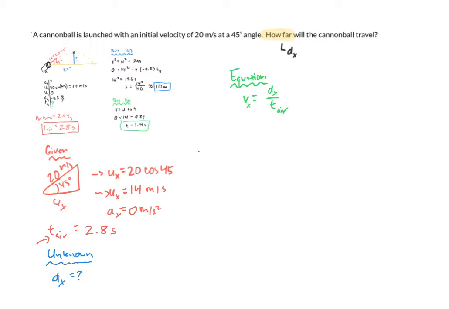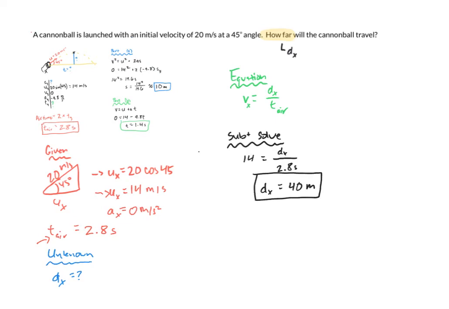And let's go ahead, substitute in numbers, and solve. The initial velocity in the x direction, which is my velocity, again, the entire journey in my x direction, is going to be 14 meters per second. And that is going to equal my displacement, which is my unknown, divided by my air time, which is 2.8 seconds. And what I will find is that the displacement in the x direction, my range, how far the cannonball will travel, is about 40 meters. And there you have it, folks. Now you know how to solve for your displacement in the x direction.